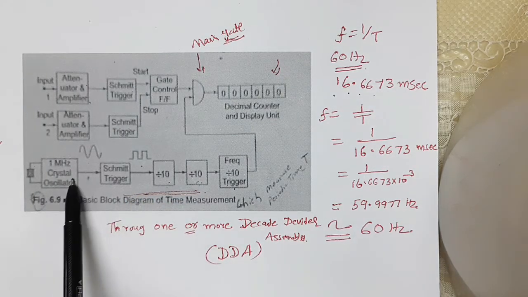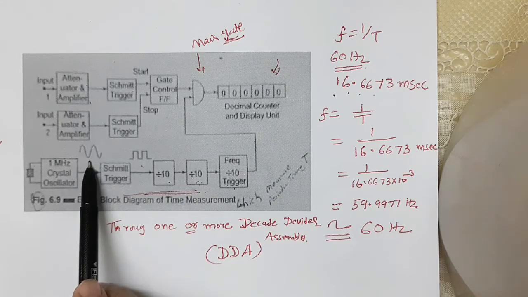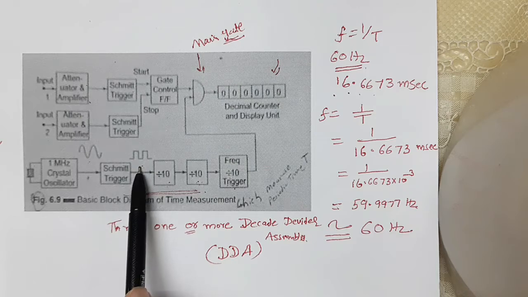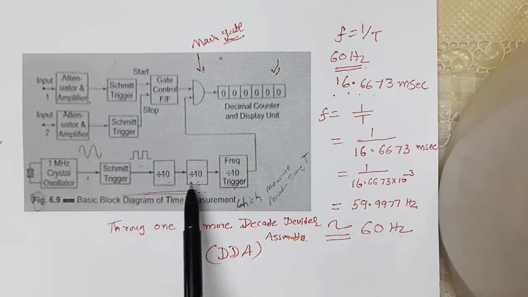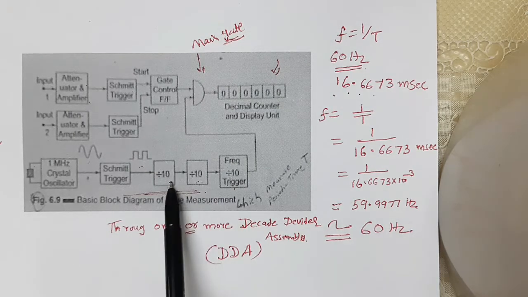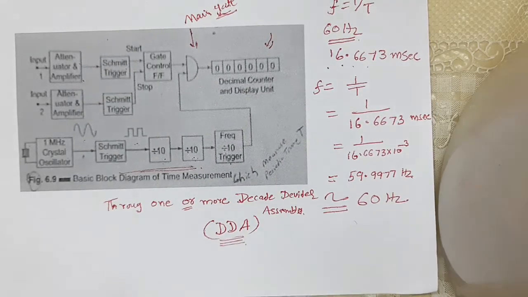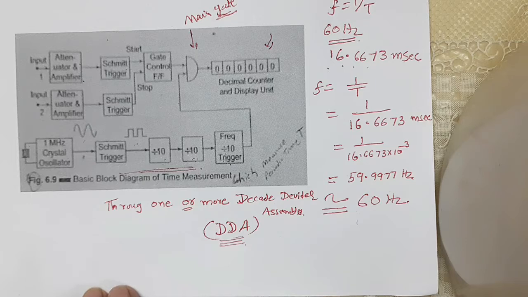So this is our crystal oscillator, which generates the sine wave. With the help of the Schmitt trigger, it is converted into a train of pulses, and this is our decade divider assembly, that means DDA. Here we show more digits of information, hence increasing the accuracy.